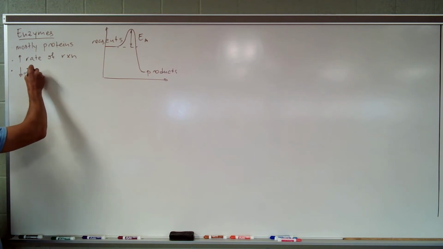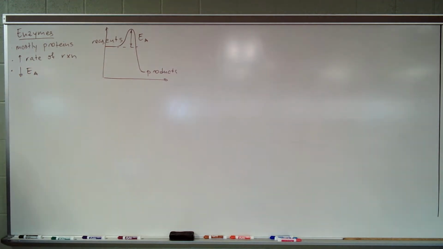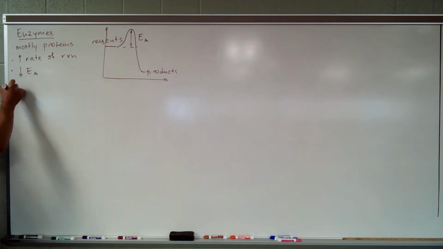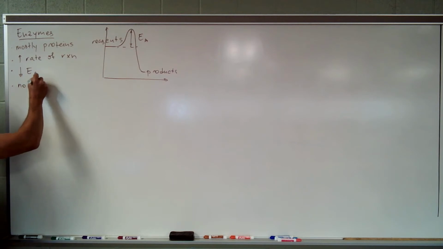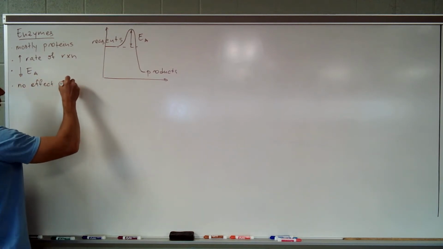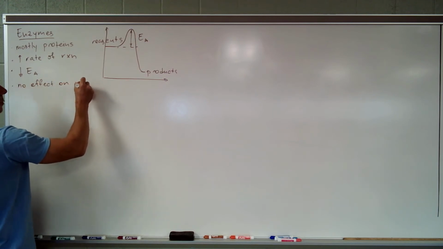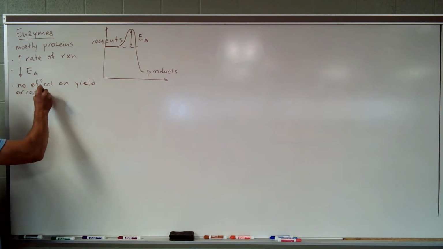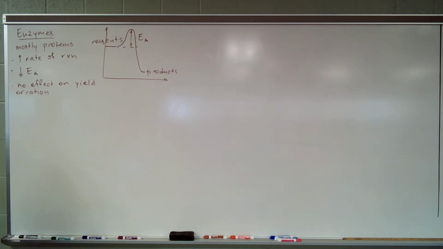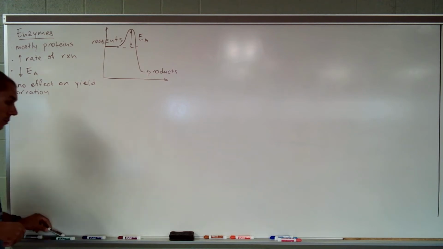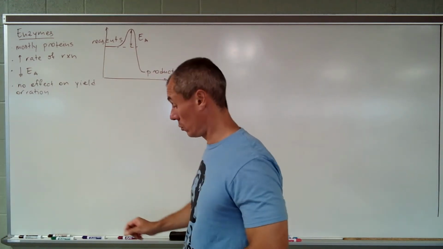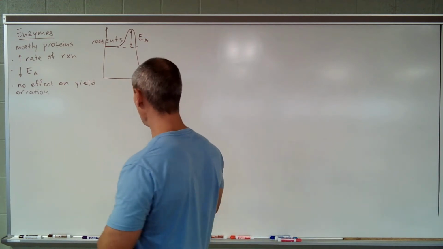What's interesting, the hump, the activation energy, becomes smaller in the presence of enzymes, so they reduce activation energy, but they do not influence the overall outcome of the reaction. So, they have no effect on the ratio of the product. Does that make sense? Good?